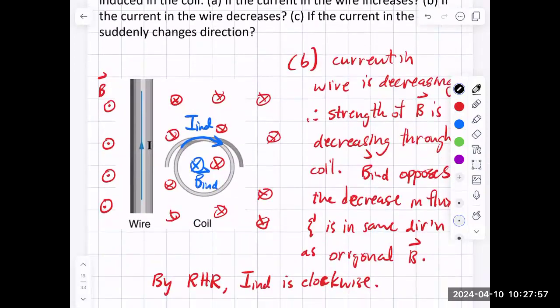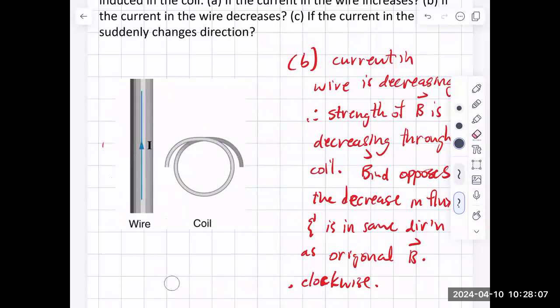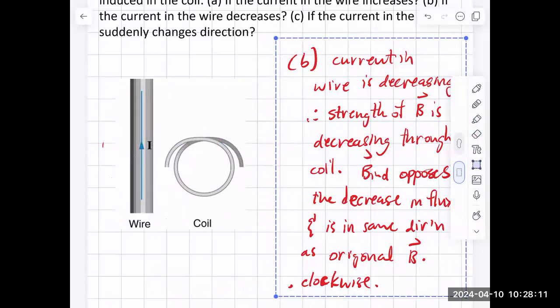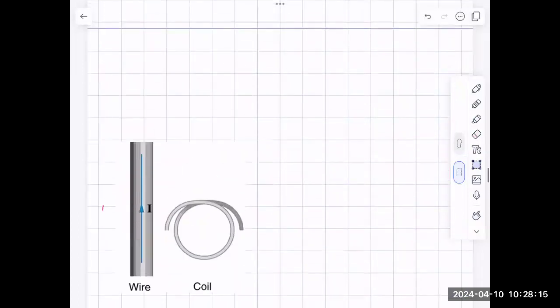I'm going to erase all of this stuff. Okay, so could probably cut this.